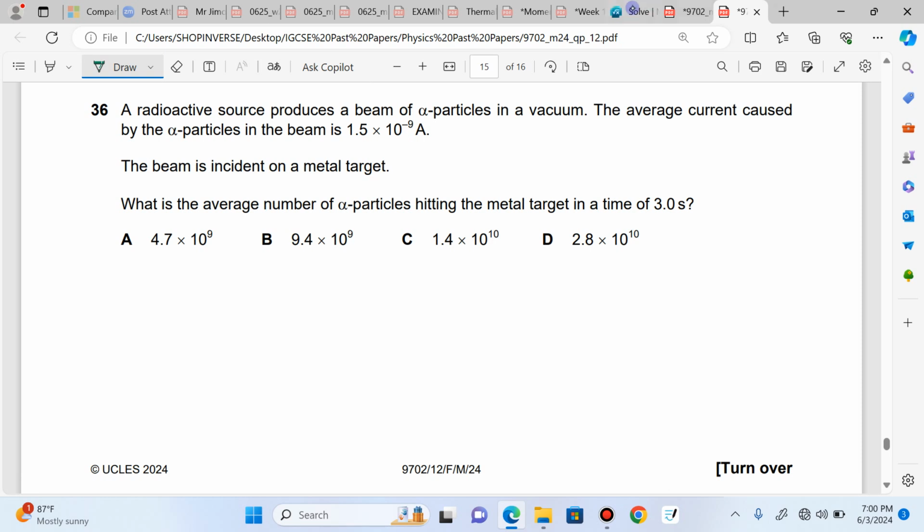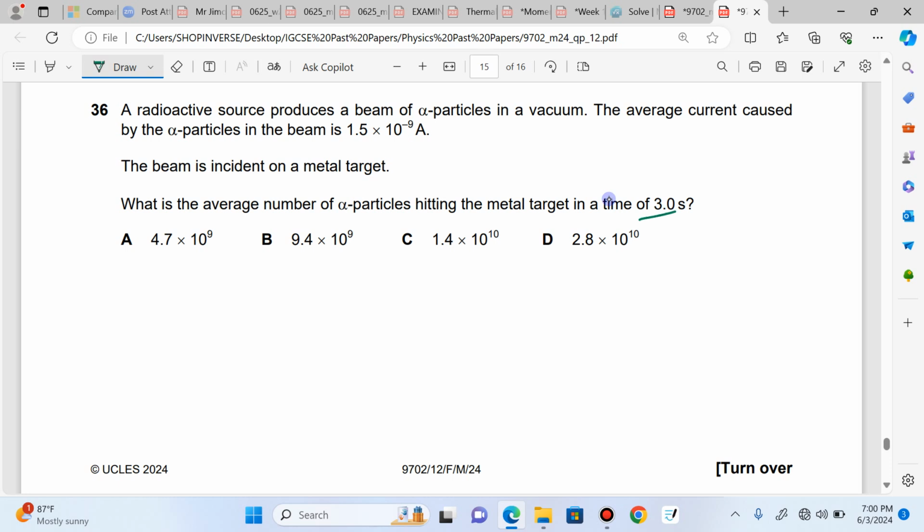Question number 36. A radioactive source produces a beam of alpha particles in a vacuum. The average current caused by alpha particles is 1.5 times 10 to the power minus 19 amperes. The beam is incident on a metal target. What is the average number of alpha particles hitting the metal target in a time of 3 seconds?